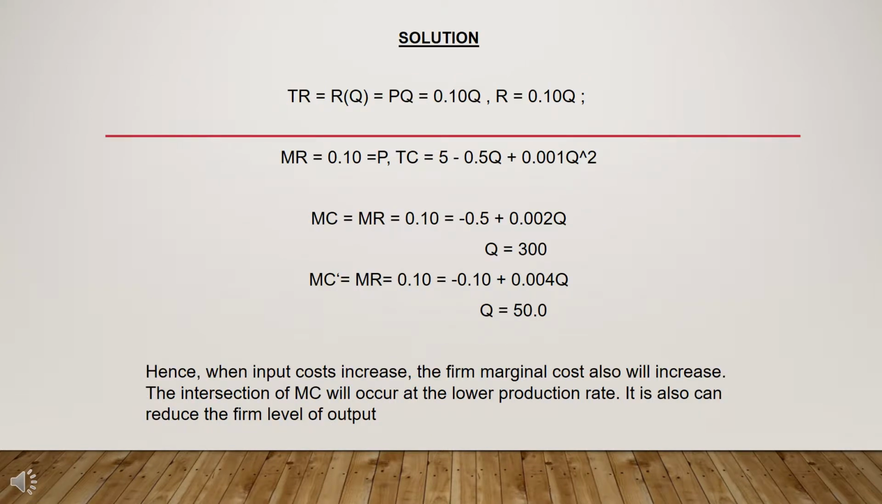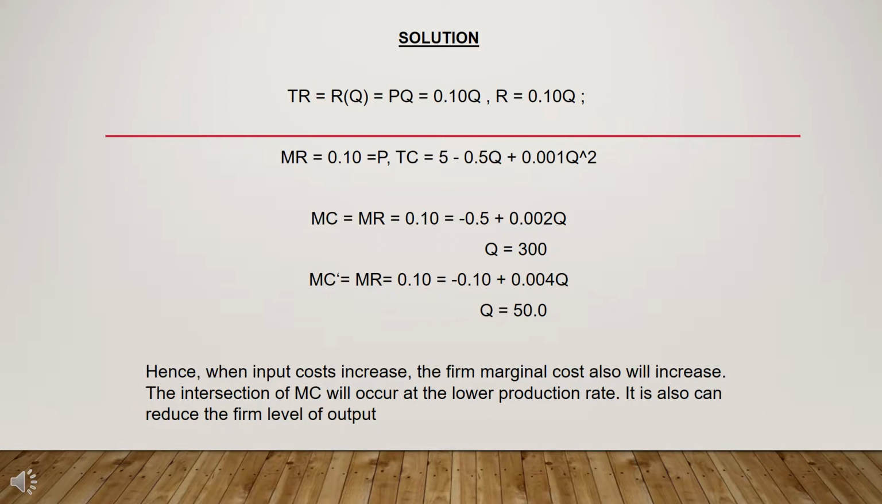Solution for question 3. Refer to the equation above and then do the equation to find the value of Q. MC equals MR equals 0.10 equals negative 0.5 plus 0.002Q, which makes Q equal to 300, while MC prime equals MR equals 0.10 equals negative 0.10 plus 0.004Q, which is known as Q equals 50.0.